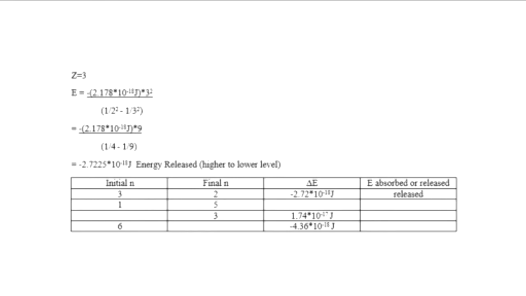So for our first row, we know that our Z is equal to 3 because it's a lithium cation, and lithium has 3 protons. So we put all the numbers into the equation, where Z equals 3. The final n is 2. The initial n is 3. Then we multiply it, and then we put it into our calculator, and we get negative 2.7225 times 10 to the negative 18 joules. We know that this is energy released because delta E is negative, and it's going from a higher to a lower level.